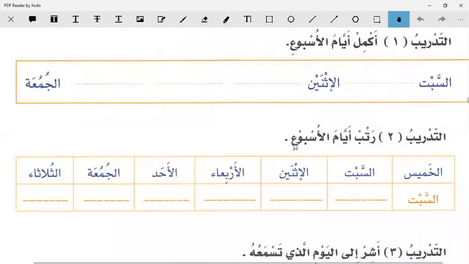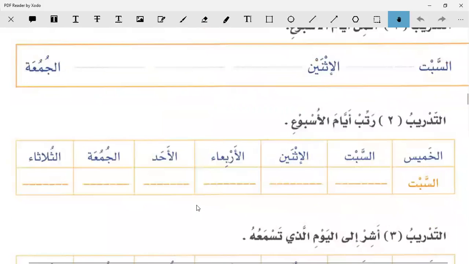Next, the second exercise: rattib ayyam al usbu. Rattib means arrange, sort the days of the week. So you will just arrange them and write them here like As-Sabt, Al-Ahad, Al-Isnain. So you write them in order in these blanks. If anyone has any questions, she can ask me.